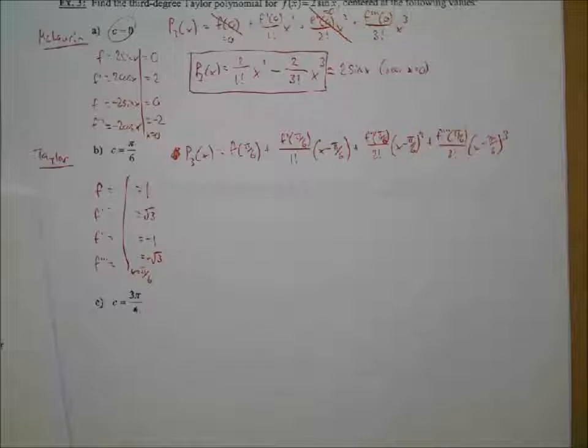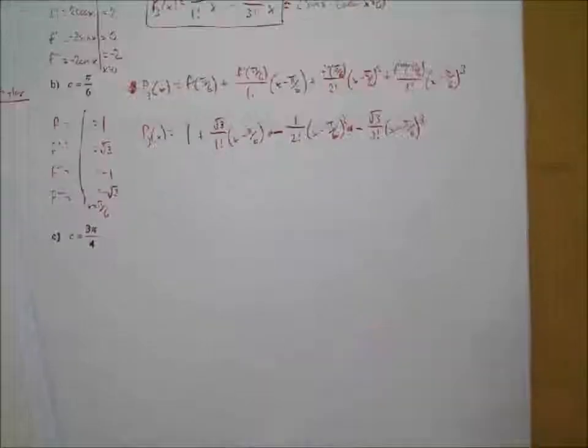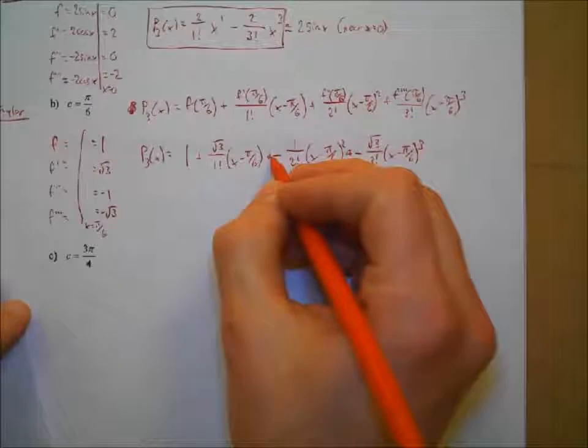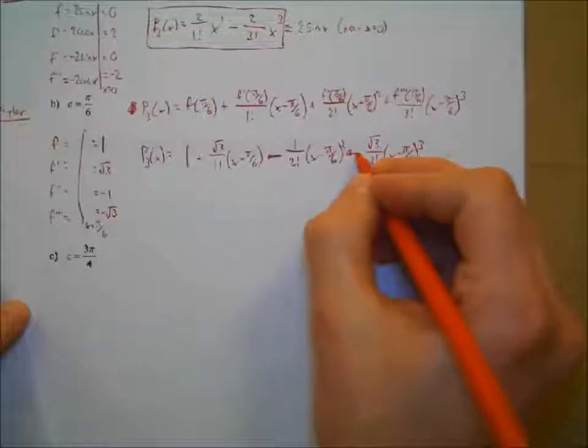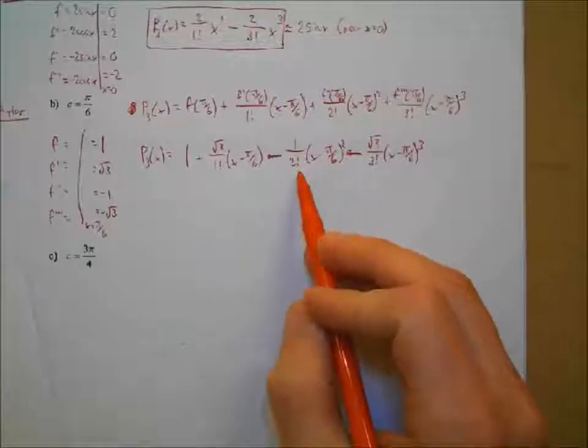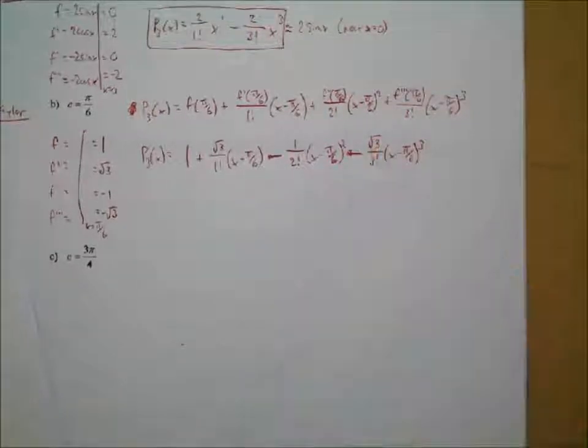Okay. Hopefully I typed no mistakes. Minus 1/2. Okay. So you should have gotten something like this. They're supposed to be like subtract 1 over 2, subtract root 3 over 3 factorial. And if you did plus negative 1 over 2 factorial, that's fine. Plus negative root 3 over 3 factorial, that's fine there too.